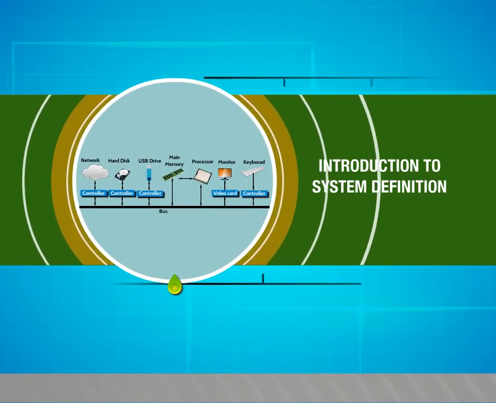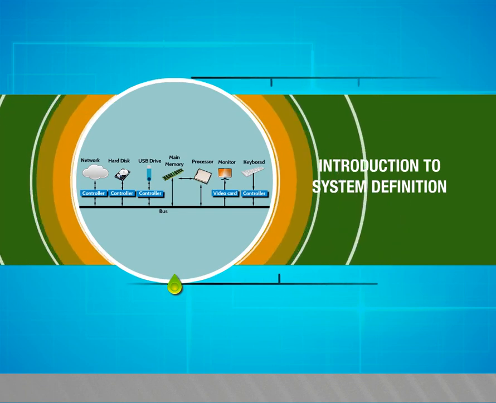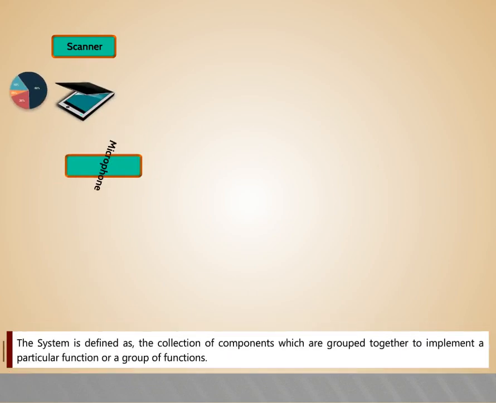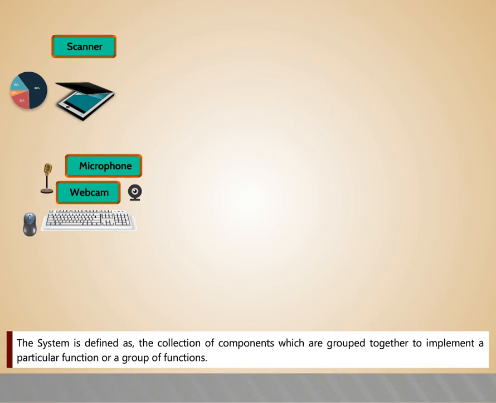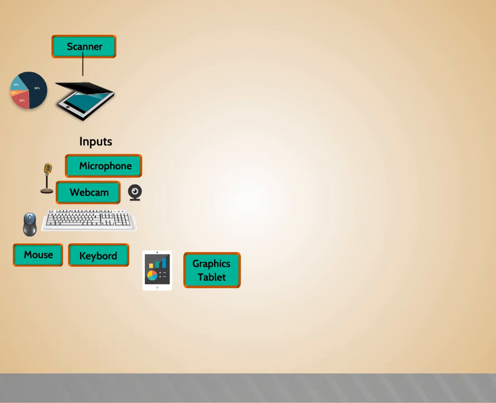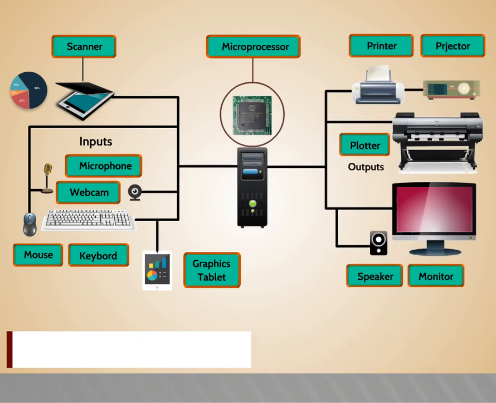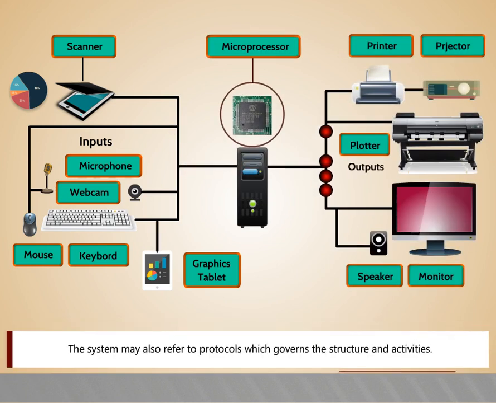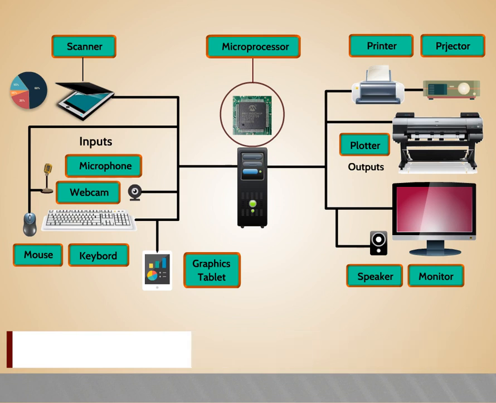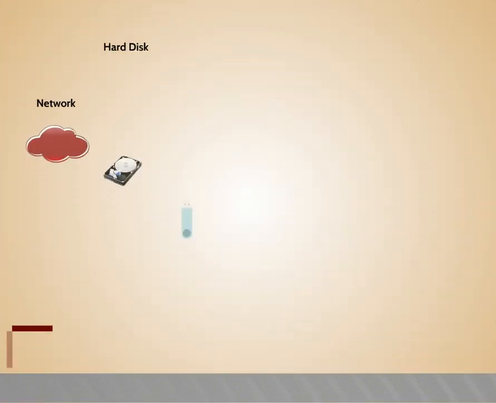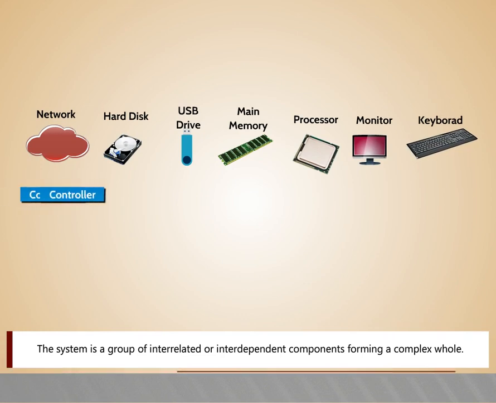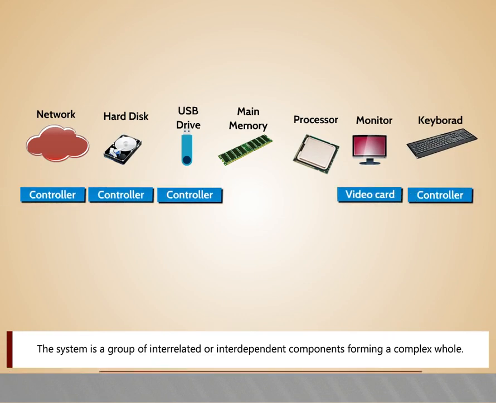Introduction to System Definition. In this video, we are going to see about Introduction to System Definition. The system is defined as the collection of components which are grouped together to implement a particular function or a group of functions. System is an orderly arrangement of its components. The system may also refer to protocols which govern the structure and activities. The system is a group of interrelated or interdependent components forming a complex whole.